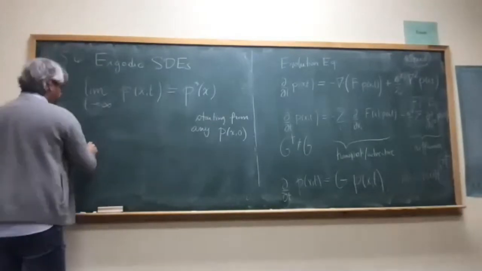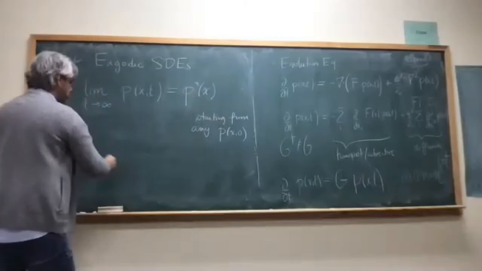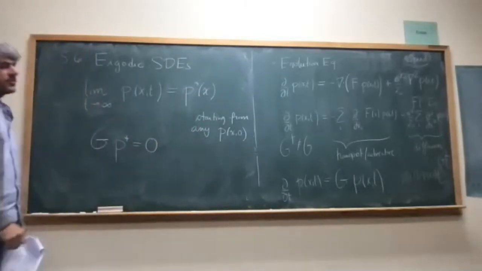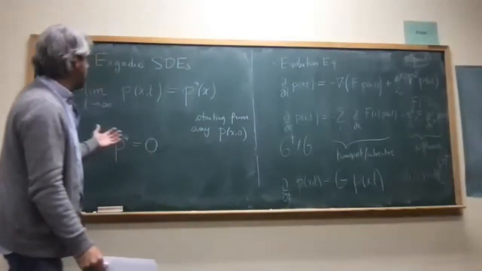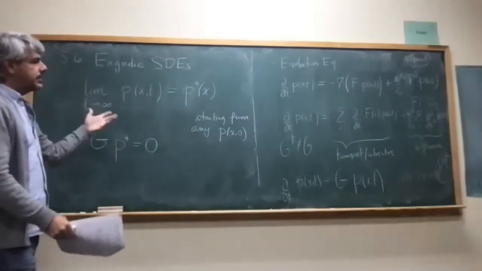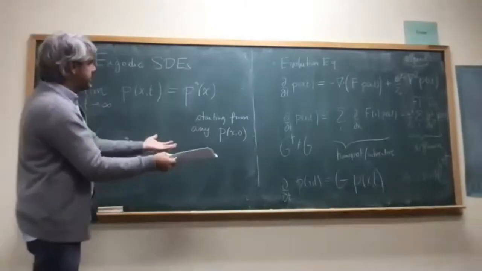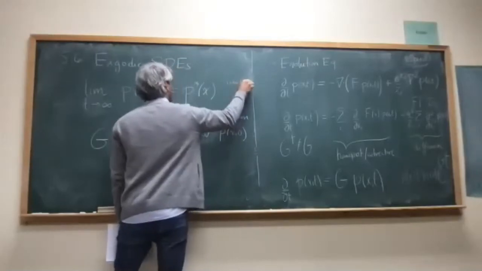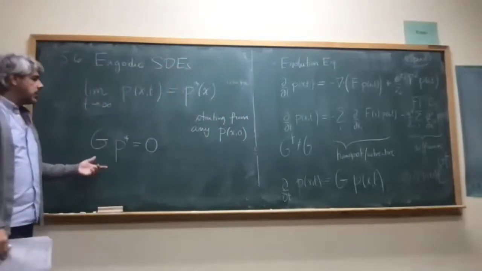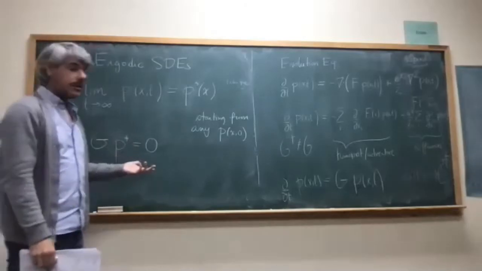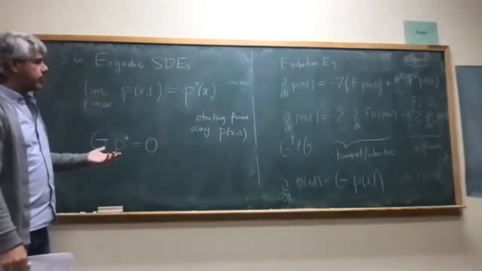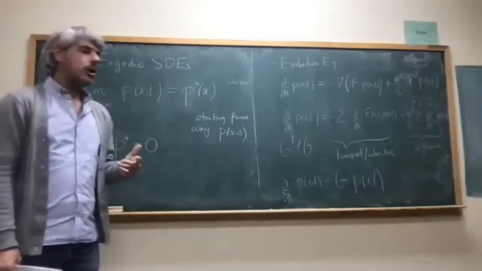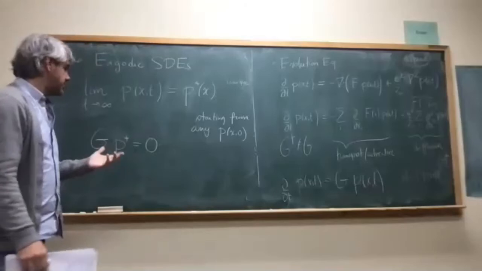The P star will be such that it doesn't involve time. So this is very similar to the case of jump processes that we had before. An ergodic system will have a time-dependent distribution that goes in the long time limit towards a stationary distribution, which is unique. That stationary distribution satisfies the time-independent master equation or the time-independent Fokker-Planck equation. So if you apply G to P star, you get 0. So it's an eigenvector of the linear operator with eigenvalue 0.